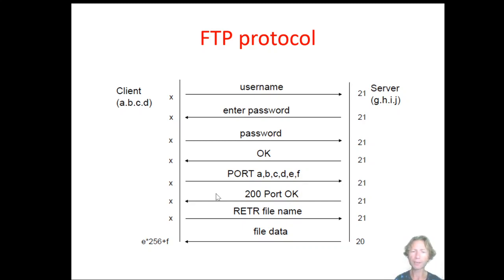Okay, and if this command was successful, the client can now retrieve a file, for instance, retrieve the file name, and this file name will be transmitted by the server over a connection that is set up to this IP address and this port number. So the IP address is A.B.C.D, and the port number is, well, it's 2 bytes, so it's E times 256 plus F. That's where the data will transfer. That's one way to do it.